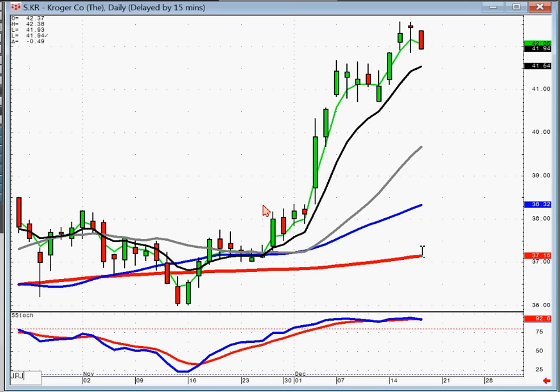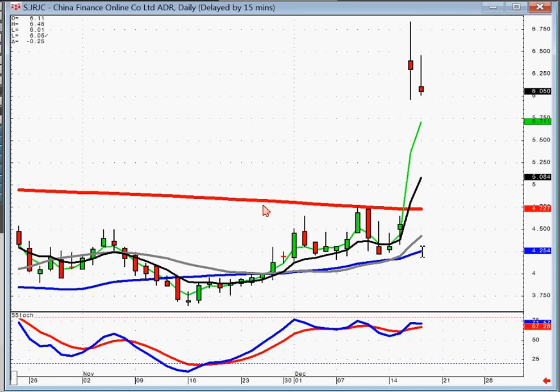Let's see. JRJC. This one you stay long. Once again, I would use a close below this level as a stop. As long as it stays above that, you're probably going to be in a 45 degree.